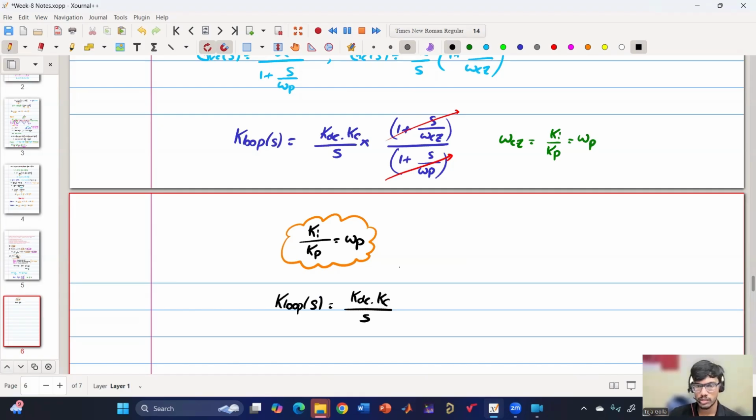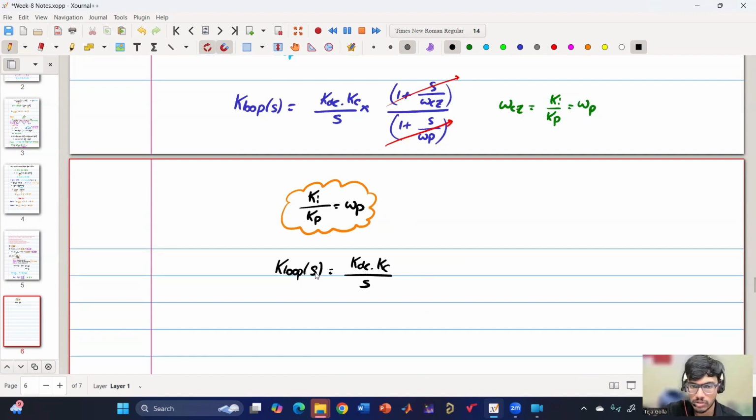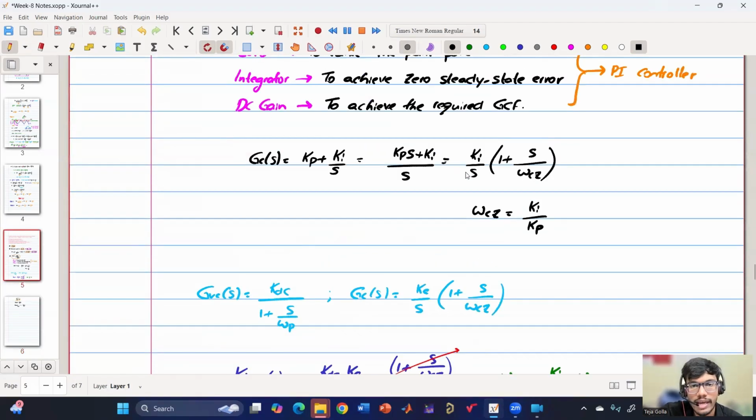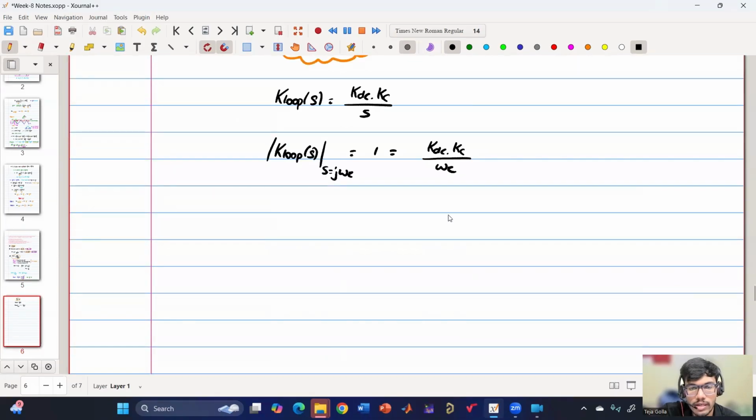Gain crossover frequency is given as 1/10 of the switching frequency. So we can get it from the gain crossover frequency. How will we get it? We know that K loop of S at S equal to j omega C, the magnitude will be 1. So 1 equals KDC into Kc by omega C. And what is actually Kc? Kc is nothing but Ki. So we can get Ki is equal to omega C, which is 2 pi Fc by KDC.